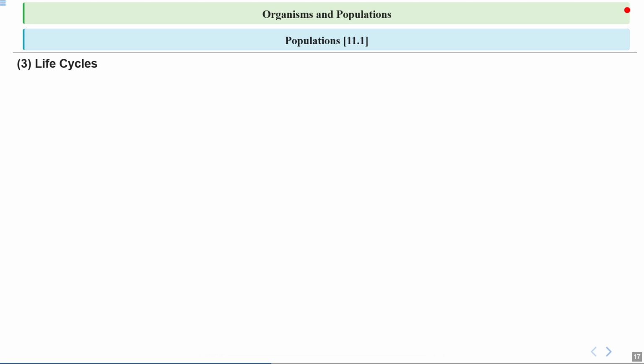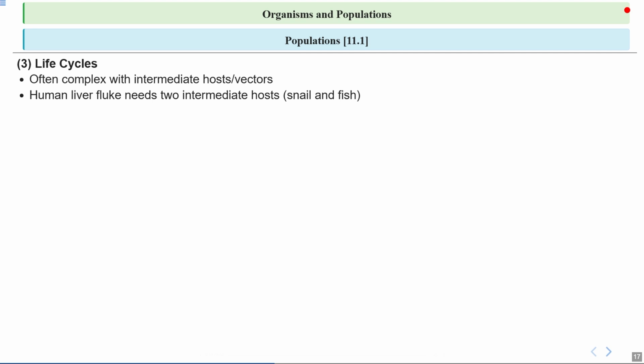Now, the life cycle of a parasite is often complex and involves intermediate hosts or vectors. This means that some organisms rely on other species to complete their life cycle. For example, the human liver fluke requires two intermediate hosts, a snail and a fish. This shows us how interconnected life cycles can be, with each host providing a necessary environment for the fluke to develop and reproduce. Another example is that of the malarial parasite, which requires a mosquito vector.